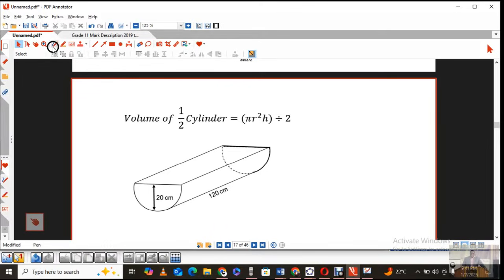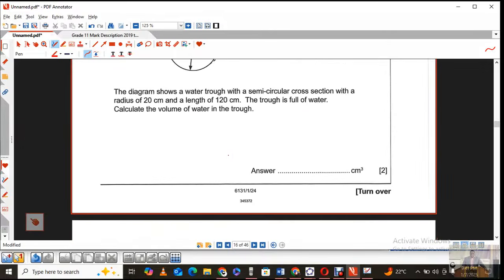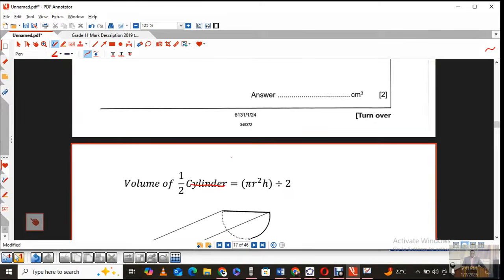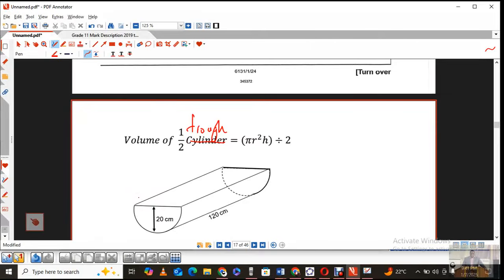So the volume of a cylinder will be pi. This is a cylinder. But now the volume of this trough, which is half of a cylinder. So I will be saying the volume of the trough. I just want to make sure of my spelling, because you can see that this is half of a cylinder.